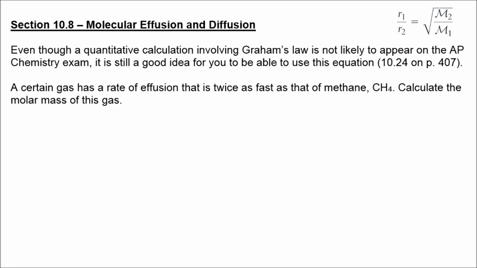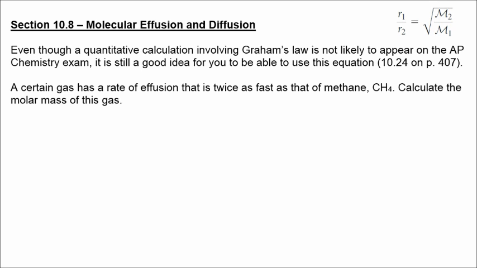So the equation for Graham's law says that the rate of effusion of one gas compared to the rate of effusion for another gas would equal the square root of the molar masses, but we have to flip it. So it's the molar mass of gas 2 divided by the molar mass of gas 1. All right, so here's an example.